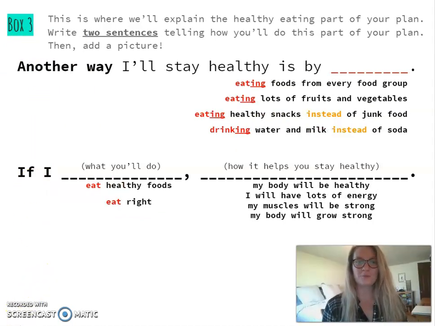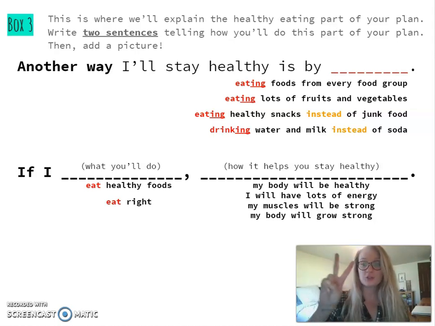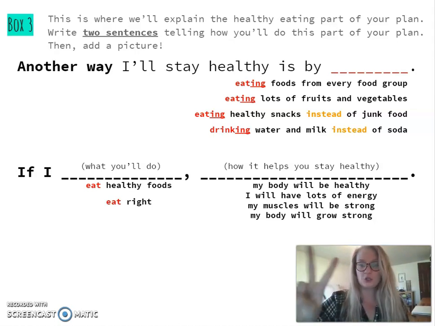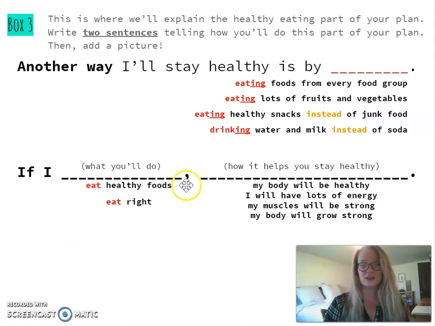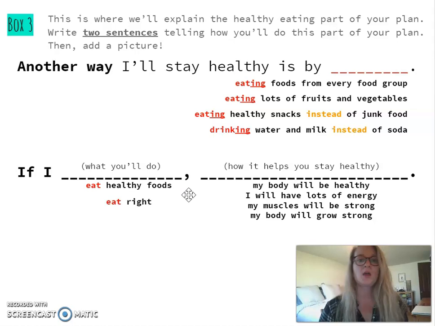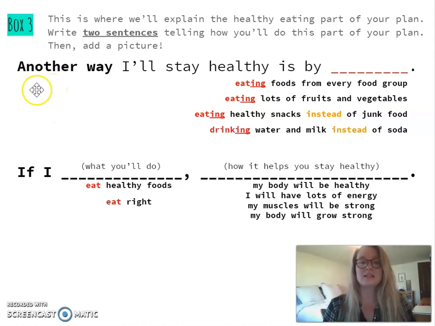Now we're ready for box 3. This is where we'll explain the healthy eating part of your plan. Again, you're going to write 2 sentences, not just 1, 2 sentences. That means you need 2 capital letters, 2 ending punctuation marks, plus we have this comma in the middle of our second sentence, which is also punctuation. Since this is our second detail, we're not going to say one way. We're switching to say another way to explain that we're building on to a plan we've already started.